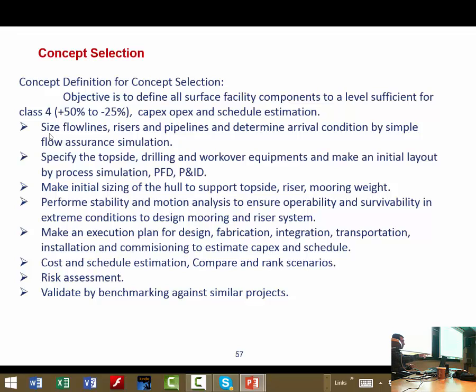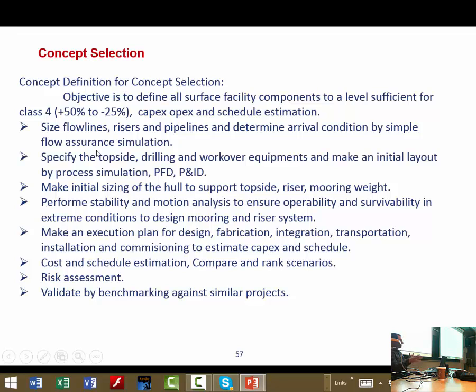Okay. But in the concept selection phase, usually you define your concept up to this level. I mean, you have to size the flow lines, riser and pipeline. For example, in the concept screening phase, you don't need to specify the size of flow lines. You just specify the diameter and number of pipelines, and you just make a rough cost estimation.